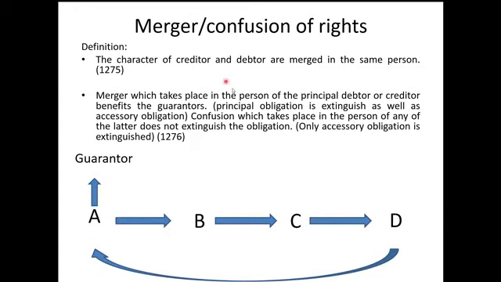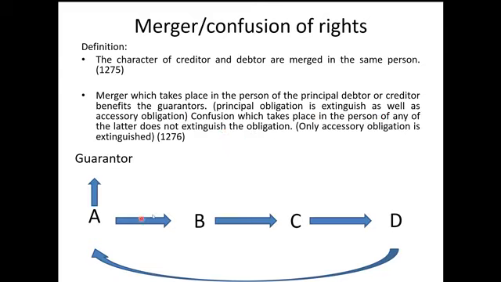Okay, next, mode of extinguishment, yung tinatawag nating merger or confusion of right. Okay, definition class ng merger. Sabi dyan, when the characters of creditor and debtor are merged on the same person, magkakaroon tayo ng merger or confusion of right. Okay, 1276, merger which takes place in the person of the principal debtor and creditor benefits the guarantor. Confusion which takes place in the person of any of the latter does not extinguish the obligation.